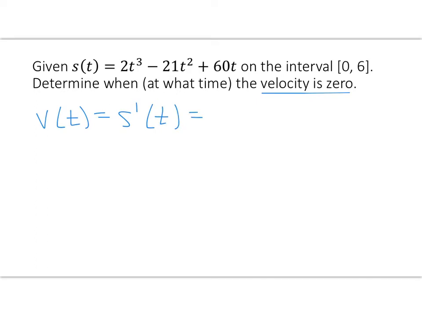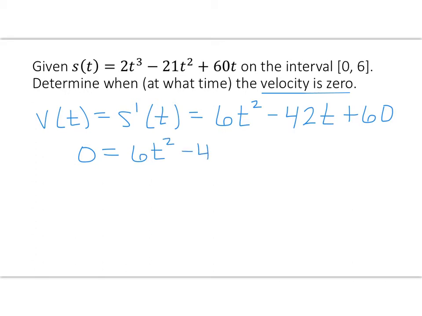Okay, so I'm just taking a derivative. I'm using my basic power rule. So 3 times 2 is 6, so this is 6t squared. 2 times 21 is 42t, plus 60. So that's my velocity. I want to know when that equals 0, so I'm just going to set it equal to 0. So 0 equals 6t squared minus 42t plus 60.